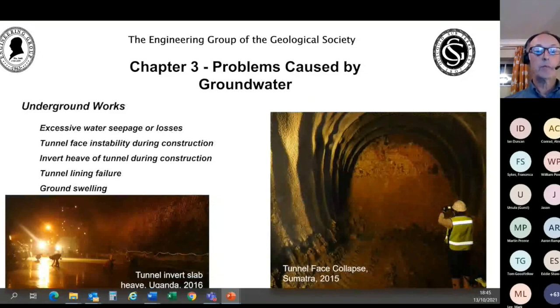Underground works have their own particular vulnerabilities to groundwater problems. Aside from the obvious problem of excessive groundwater ingress or egress, tunnel face instability can be caused by groundwater. Invert heave and various forms of lining failure can occur, and groundwater can contribute to the problems of ground swelling. Taking the image on the bottom left, sections of the invert slab in the tail race tunnel of a hydropower development in Uganda had to be replaced due to groundwater uplift failure during construction.